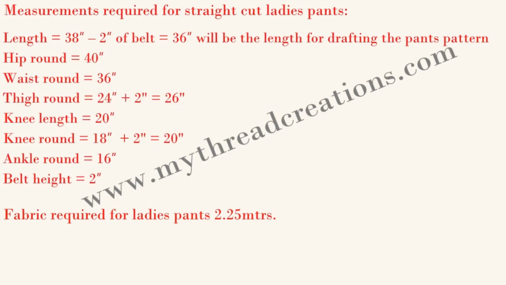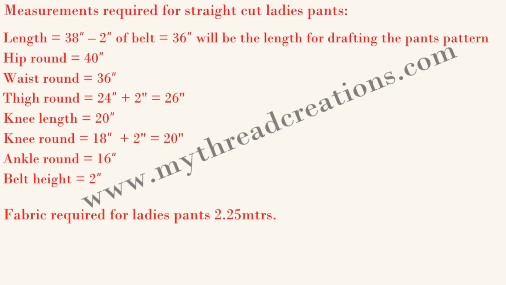The next measurement is hip round, and then waist round and thigh round. In thigh round I have added 2 inch allowance to it. Next comes the knee length. Knee length is from the waist till the length of the knee. Where you ended taking the measurement of knee length, from there take knee round. Don't take it exactly from the kneecap, a bit above the kneecap, and add 2 inch allowance to it.